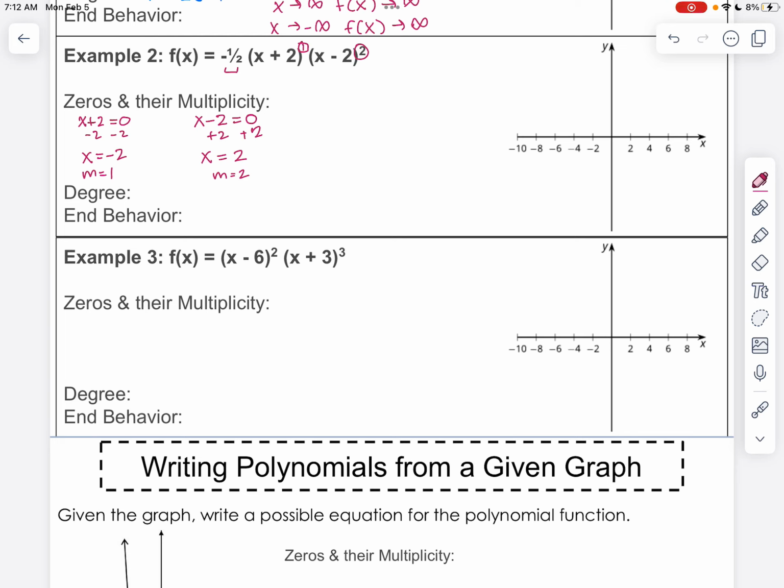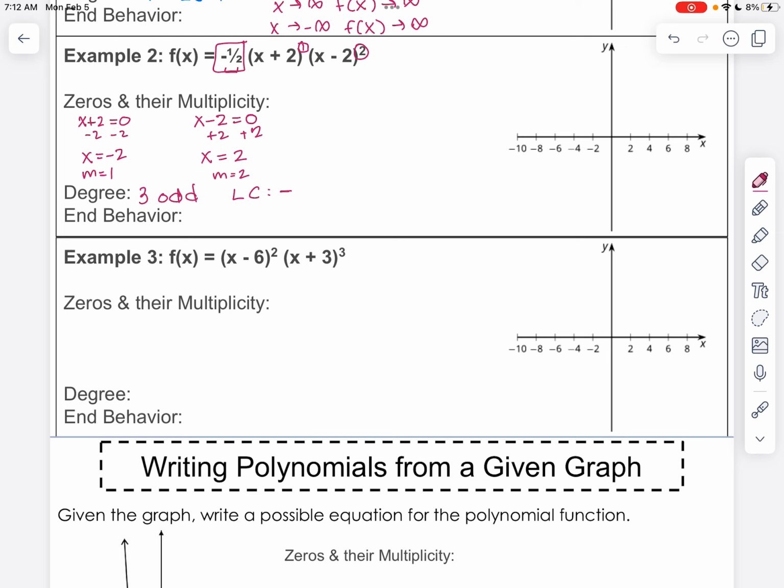The degree of this, well, remember we just add the multiplicities. 2 plus 1 is 3, which is odd. And then the leading coefficient, this time we're going to look right out here in the front. We have a -1/2, which means that our leading coefficient is negative.